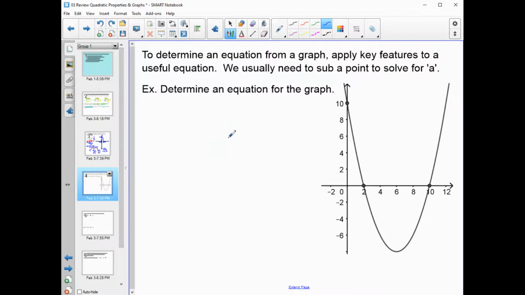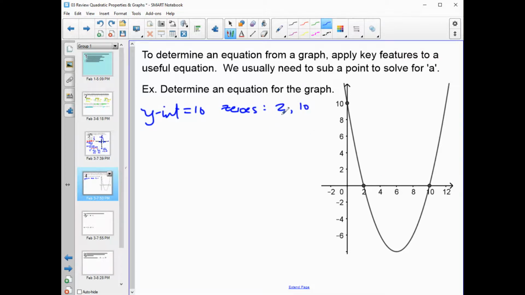I could go the other way and I could say, well, here's a picture. Can you tell me what the graph is here? In this case, I have three obvious pieces of information. I have the y-intercept, which is equal to 10, and I have the zeros, which are at 2 and 10.